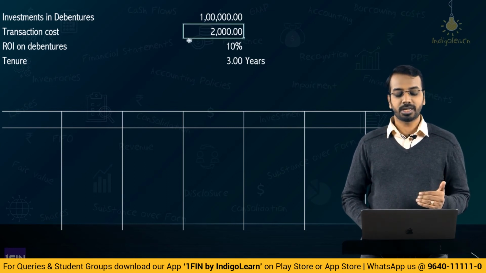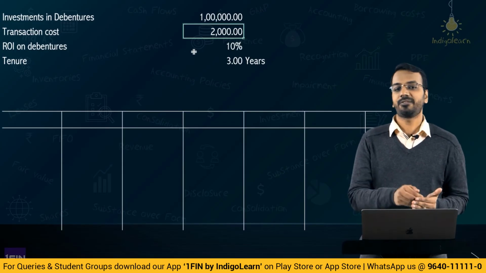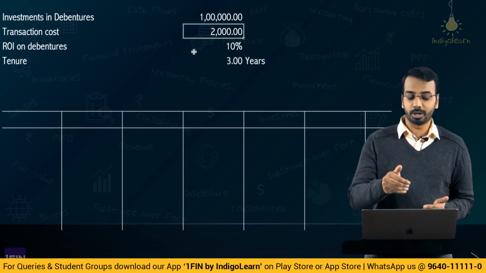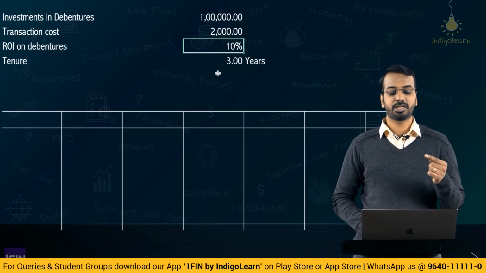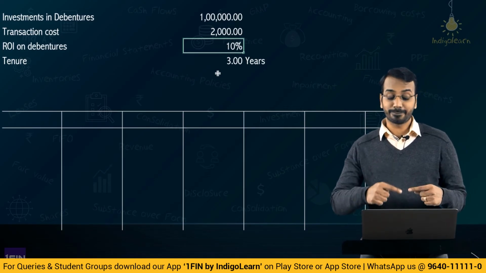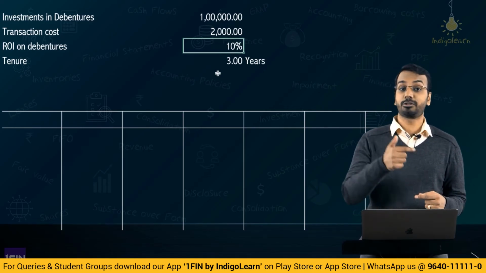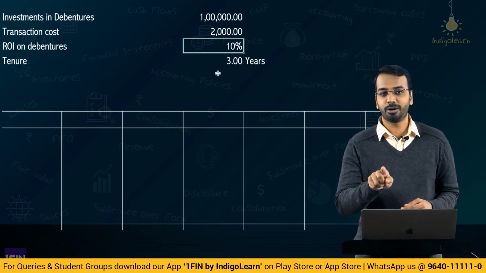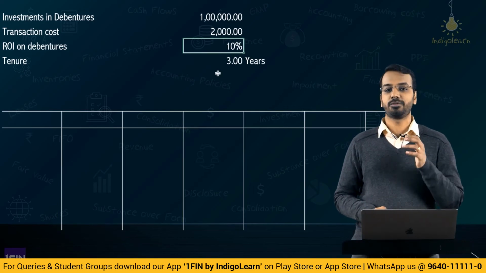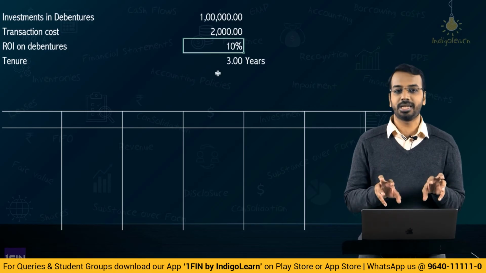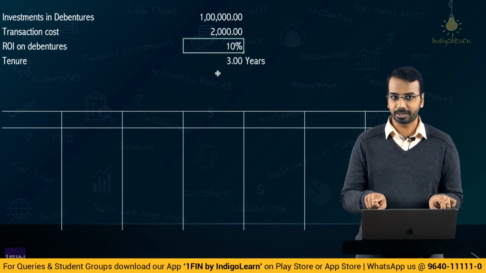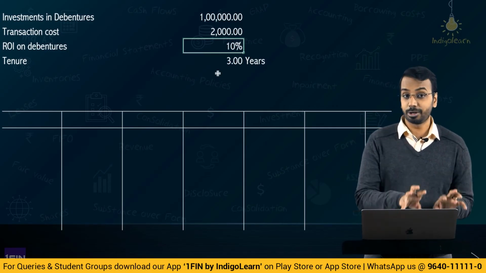Now, here because there is a transaction cost involved, my effective interest will be lower than this rate of interest that I am getting on the debentures, right, because I have made an investment of 1 lakh plus I have incurred 2000, but I am getting interest only of 10,000 every year. So, my interest rate will be lower, right. Now, how much is the interest rate? You can calculate using the IRR method. In most of the cases, it will be given to you in the examination.